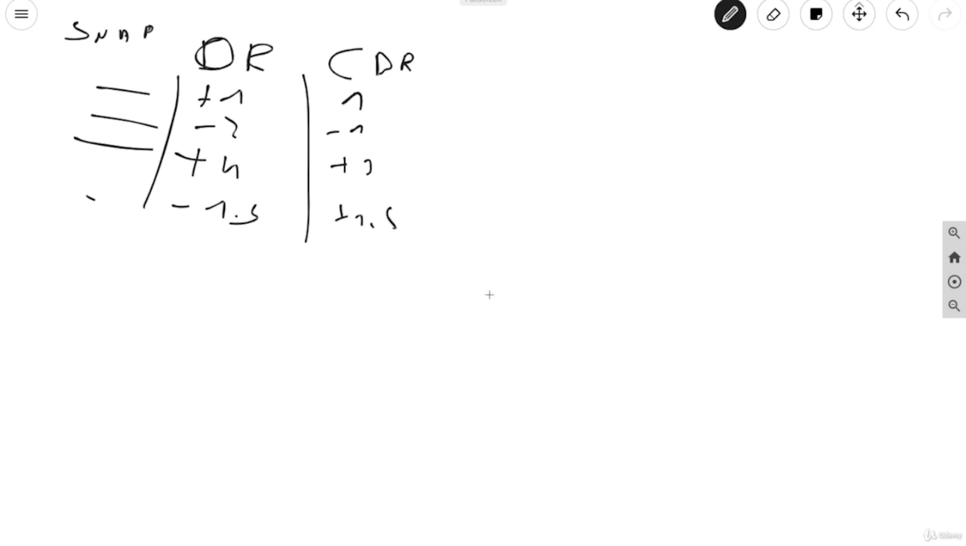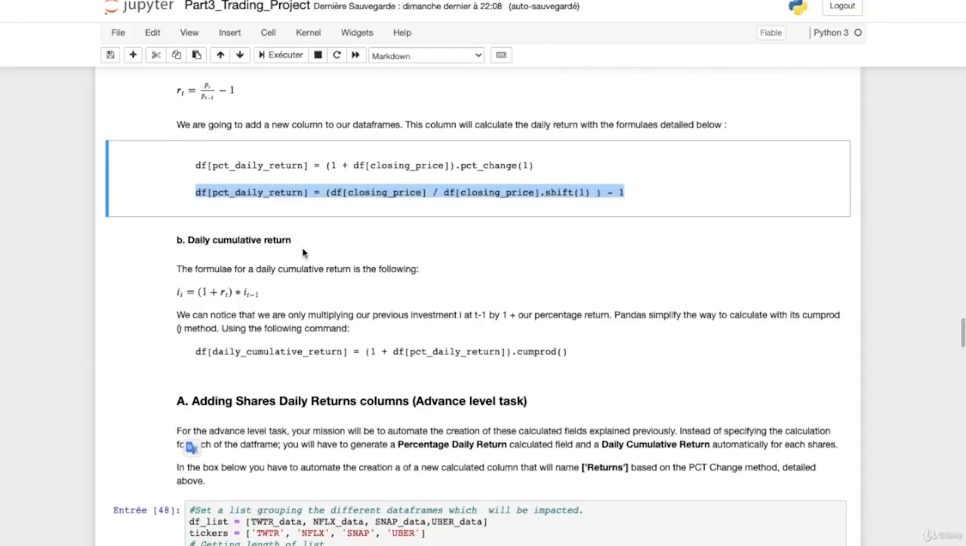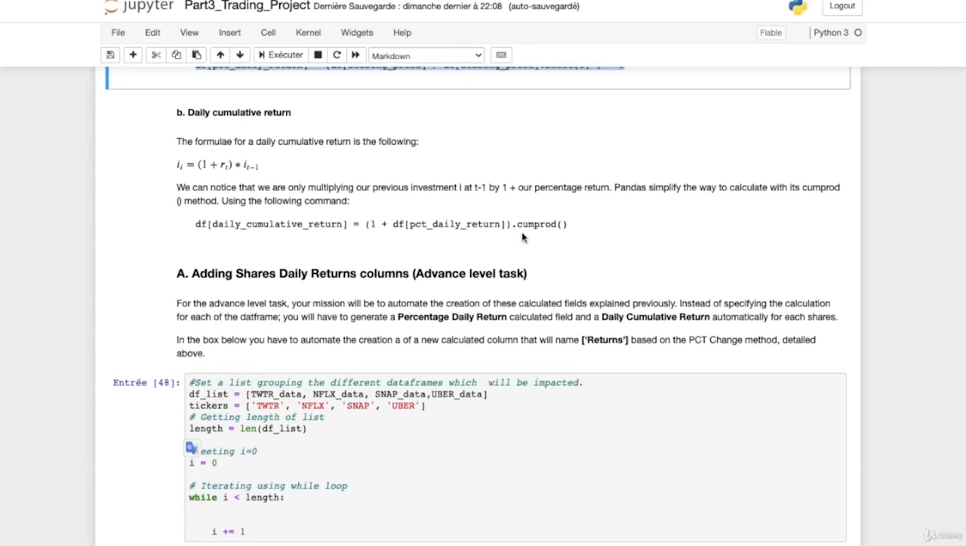Thanks to that, you will be able to plot your results this way on a graph for the different share prices, and you will be able to find out what the trend is on the long term. Similarly, in order to do so, you can use a function already included in Python, which is called cumprod. I have to do 1 plus df pct daily return dot cumprod.